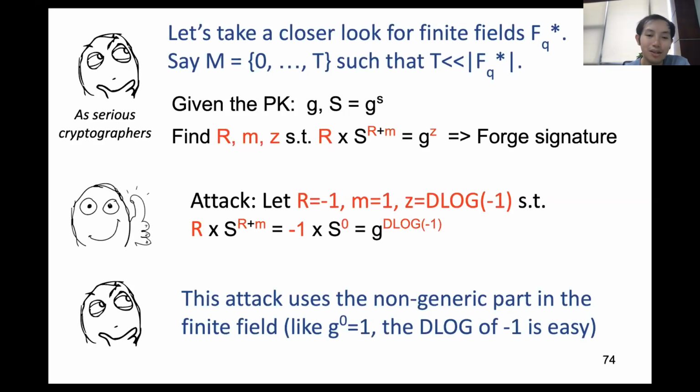So this attack actually used the non-generic part in the finite field, meaning that all our familiar group representations, like fields or elliptic curves, have more or less non-generic parts. This attack explicitly used the fact that the discrete log of -1 is easy to compute, and -1 is a special symbol in the finite field discrete log problem. You can find a similar attack if you use the elliptic curve representation, and I think I have written it in the paper.